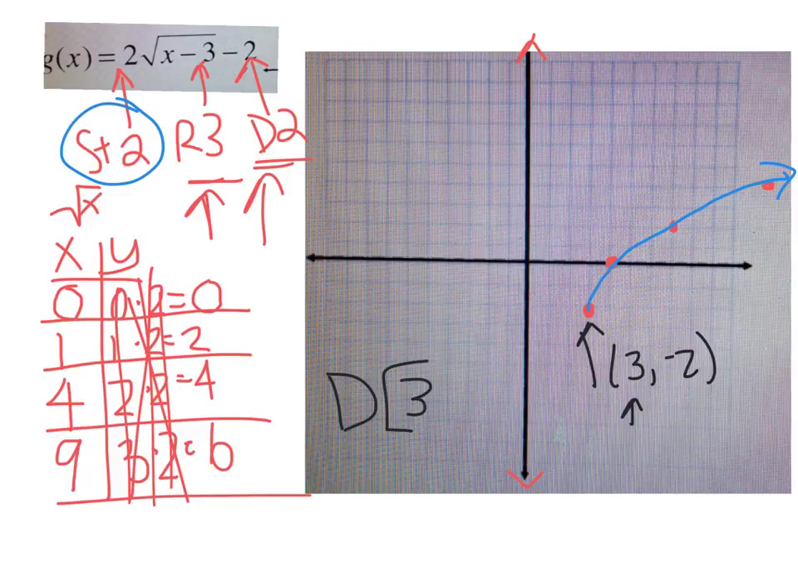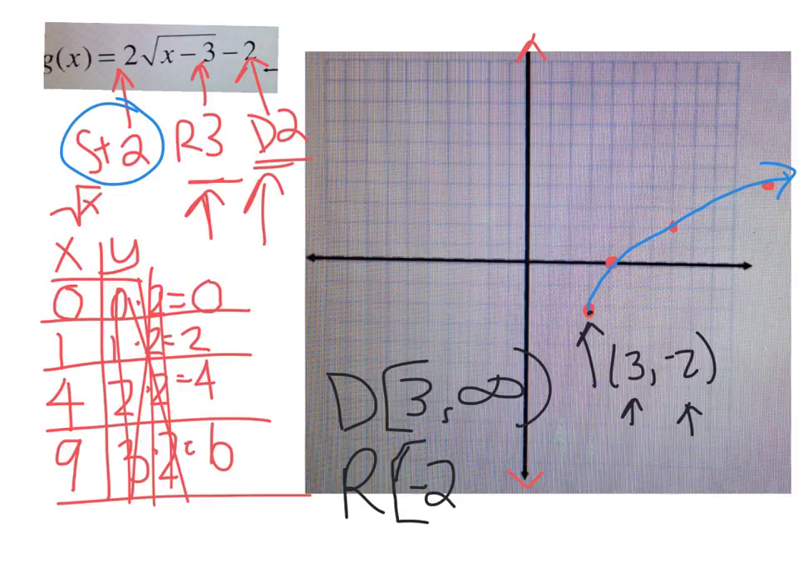I put it in brackets because it's included in my domain. It's a dot. It's actually there. And then it goes all the way to infinity. My range is the lowest my graph goes, which is -2. And I put that in solid brackets. And it goes to positive infinity. I don't put infinity in brackets because I can't contain infinity. I can't ever stop at infinity. So I put it in parentheses to show that I didn't actually get to infinity. That's just where I'm headed. So that is your first g of x graph.